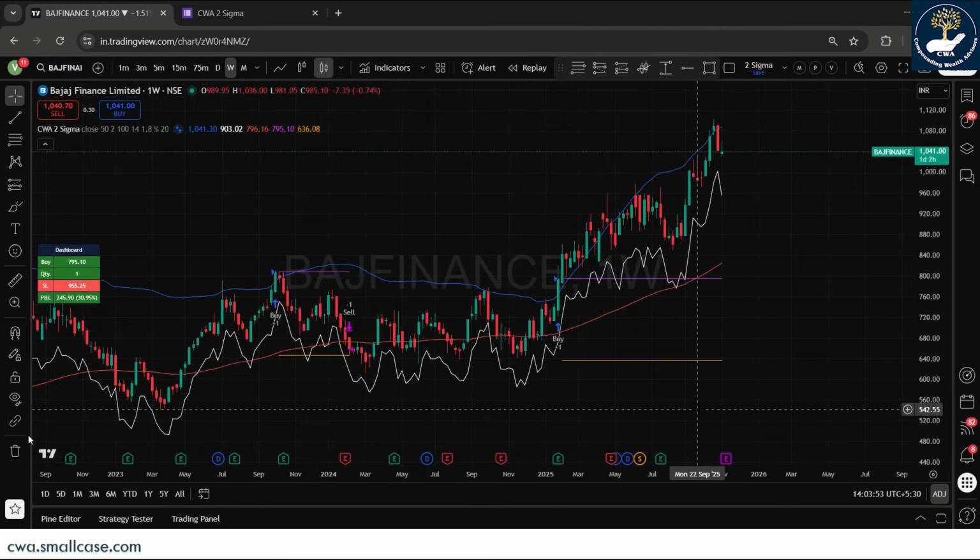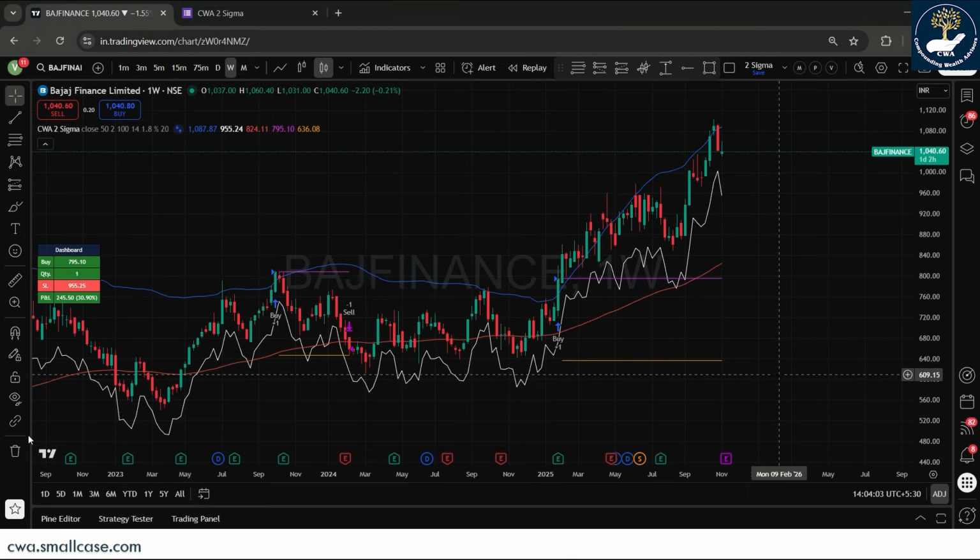Another recent example can be Bajaj Finance. The stock is long as per the system from 27th of January 2025. It is still currently long.